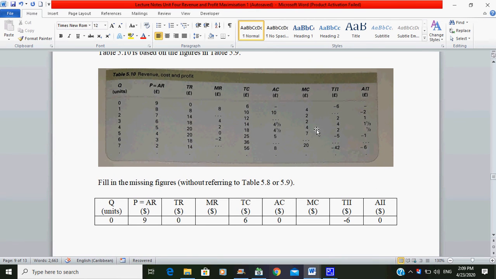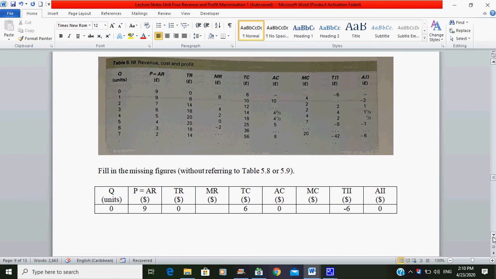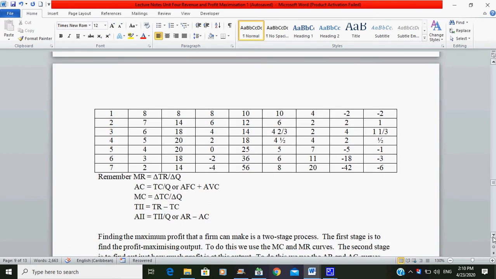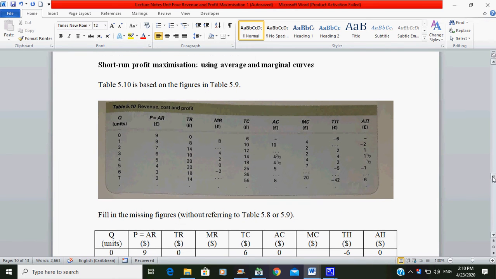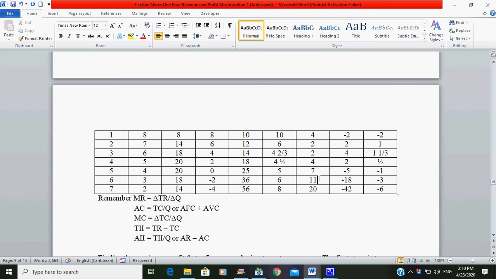Marginal cost now. You want to find this one right here, so we go between 5 and 6. Now marginal cost, folks, is what again? It's the change in total cost divided by the change in quantity. So from 25 to 36 would be 11. You divide 11 by 1, you get 11. So marginal cost there should be 11, as you see it right there.